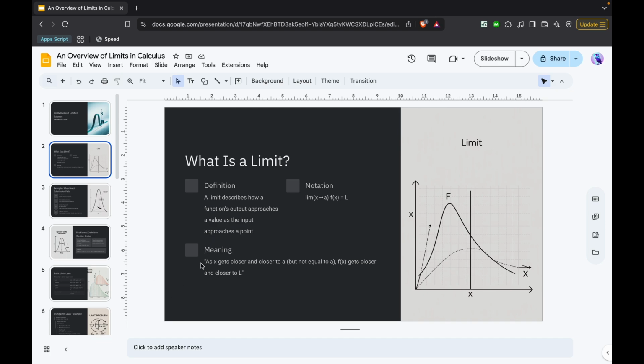This means as x gets closer and closer to A, but not equal to A, f of x gets closer and closer to L. Now, "but not equal to" is important because we're first of all trying to find the value that it would be approaching. But sometimes it will be that value at that certain point. So we're trying to find the y value at a certain point, but we can also figure out values that are approaching that value. Those are two slightly different things, which I will cover later on.